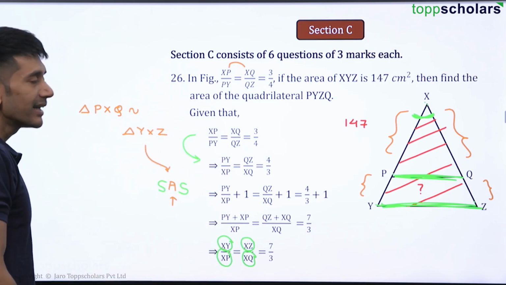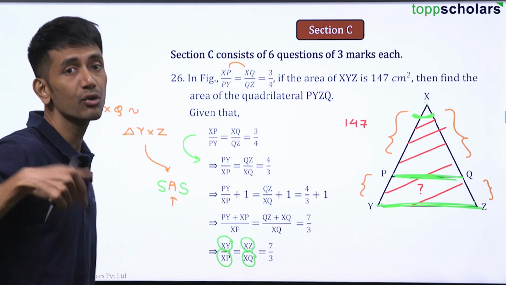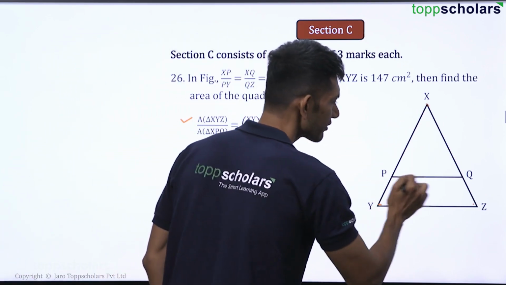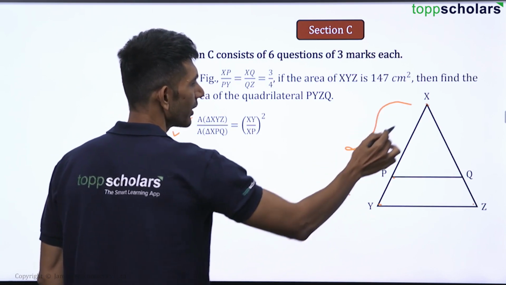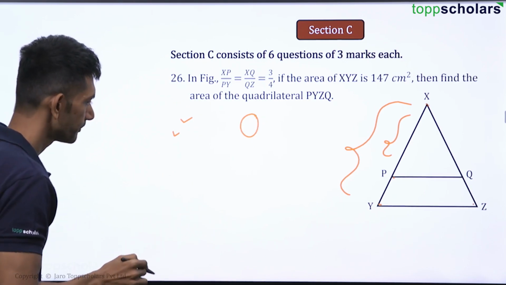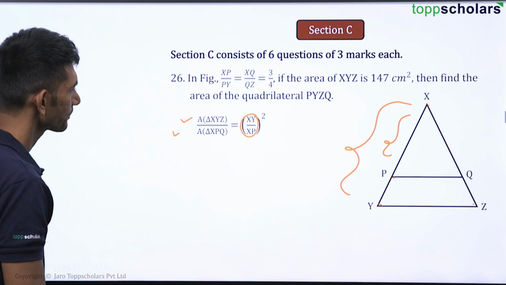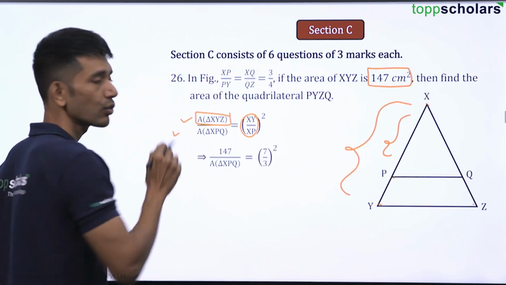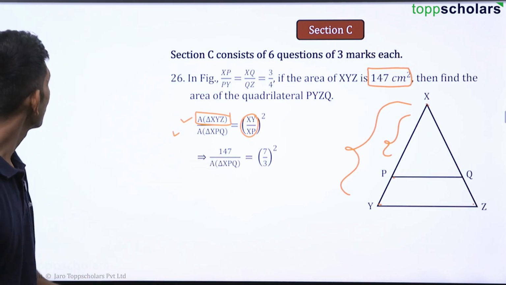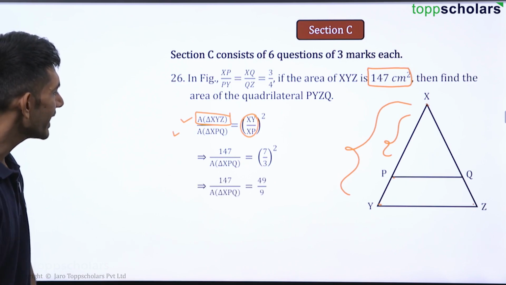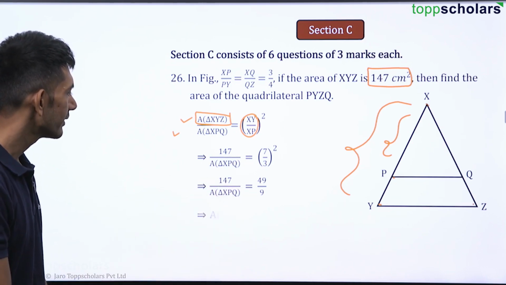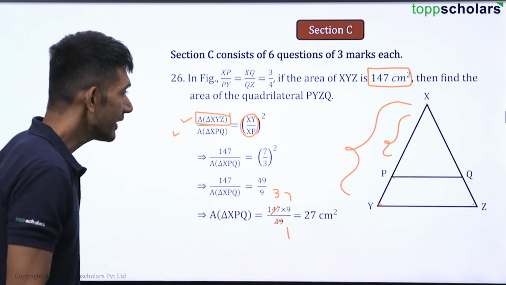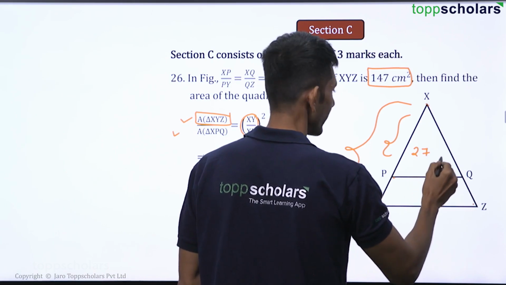And once the two triangles are similar, can I say that the ratio of the areas of two similar triangles is equal to the ratio of the squares of their corresponding sides. So area of triangle XYZ, the bigger triangle, by area of triangle XPQ is equal to (XY by XP) the whole square. But XY by XP we already have here. Let's put that. So this is 7 by 3, and this is already given. So 147 by area of PXQ is equal to (7 by 3) the whole square. If you solve this further, it gives you 147 by area of XPQ is equal to 49 by 9. You transpose 9 there. So that gives you 147 multiplied by 9 by 49. 49 ones are 49 and 49 threes are 147, and 9 threes are 27. So the area of the smaller triangle is 27.